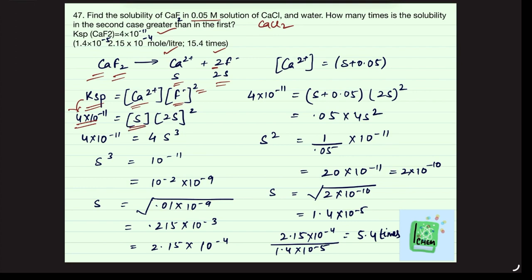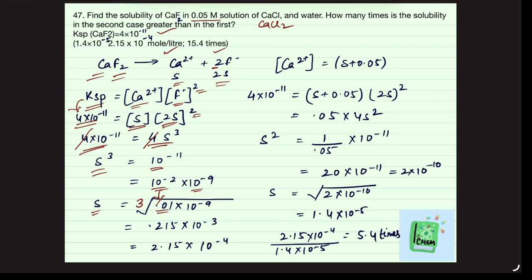This is the concentration of calcium ion. This is the concentration of fluoride ion raised to the power 2. So 4 into 10 to the power minus 11 is equal to 4s cube. 4 will get cancelled. So s cube is equal to 10 to the power minus 11, which can also be written as 10 to the power minus 2 into 10 to the power minus 9. So s will be equal to the cube root of 10 to the power minus 2, which can be written as 0.01, multiplied by 10 to the power minus 9.